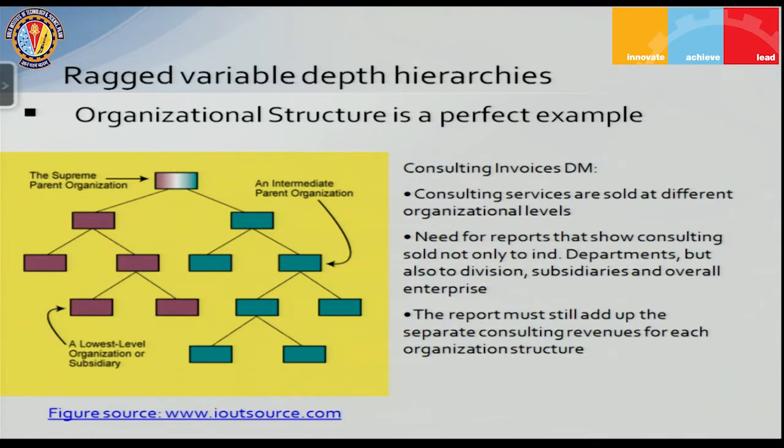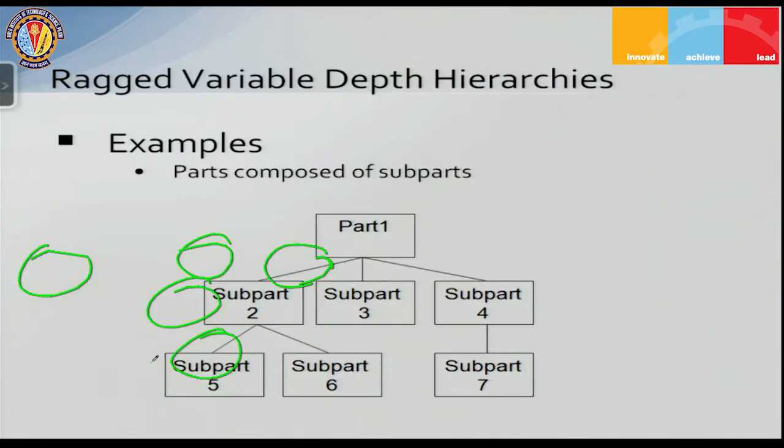So suppose I am a consulting firm, and in this enterprise I am providing consultancy at these levels, right? So how do I handle this? Let us see. And this is another example of a ragged variable depth hierarchy.